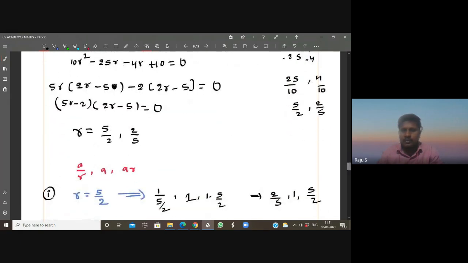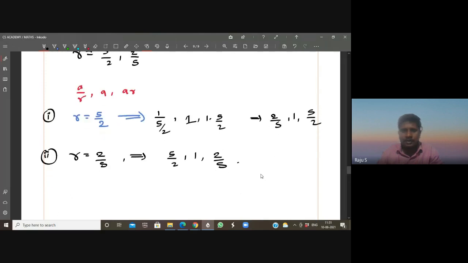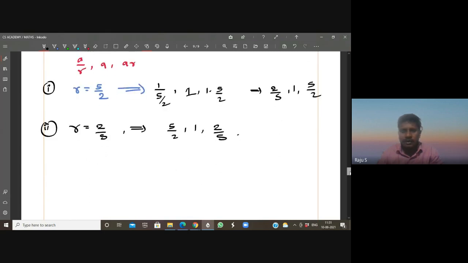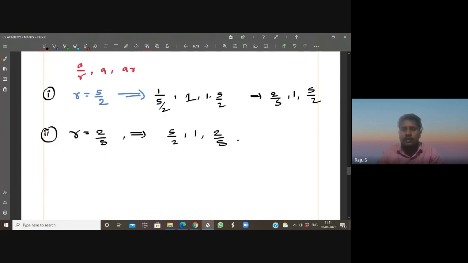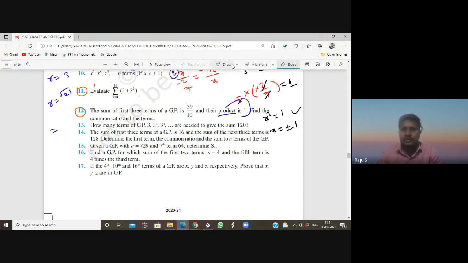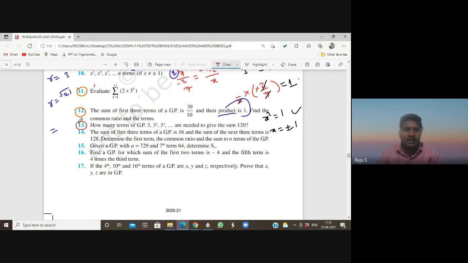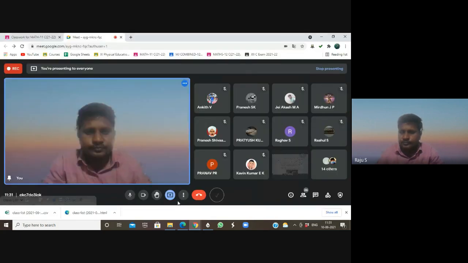The common ratio has two values, so two different cases. When I take R is equal to 5 by 2, we get three terms like this. When R is equal to 2 by 5 also, we get the same three terms alone. Right, students. I hope it is very clear to all. If you have any doubts, you can ask. Any doubts, students? No, sir.